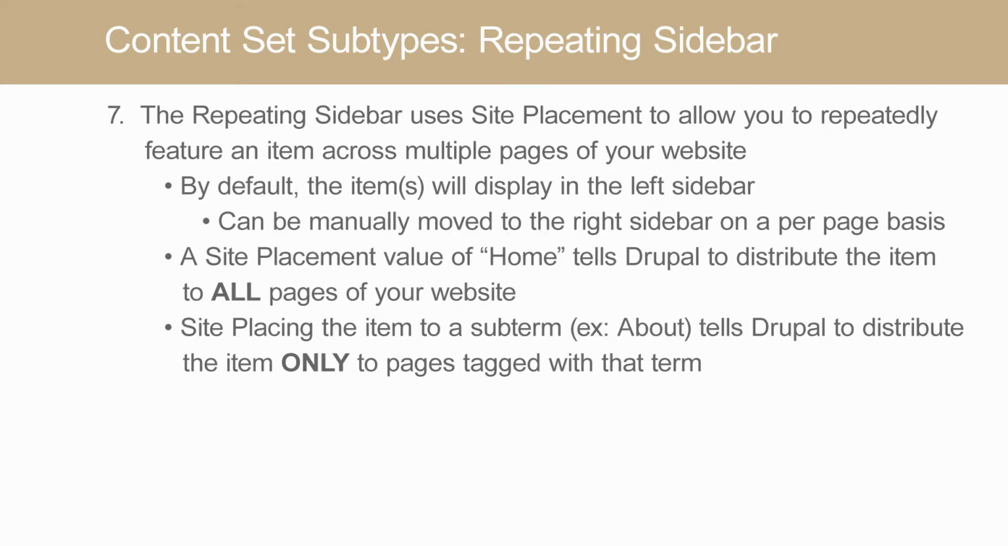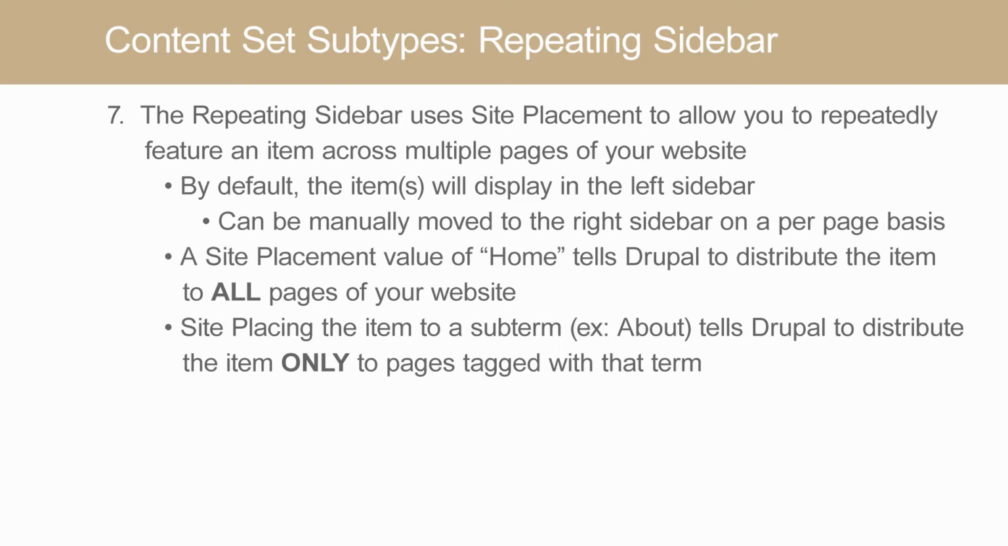Next is the repeating sidebar. The repeating subtype works in conjunction with site placement to repeatedly display an item or multiple items in the sidebars of multiple pages across your website. By default, the items will display in a content pane on the left sidebar. This pane can be manually moved on a per-page basis to the right sidebar.